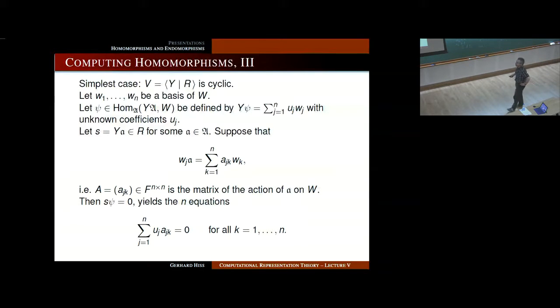So this is sort of the idea behind this method of computing homomorphisms. For one module, you take a finitely presented module, and for the other module, you need one where you are able to define the action of the relators on a basis.